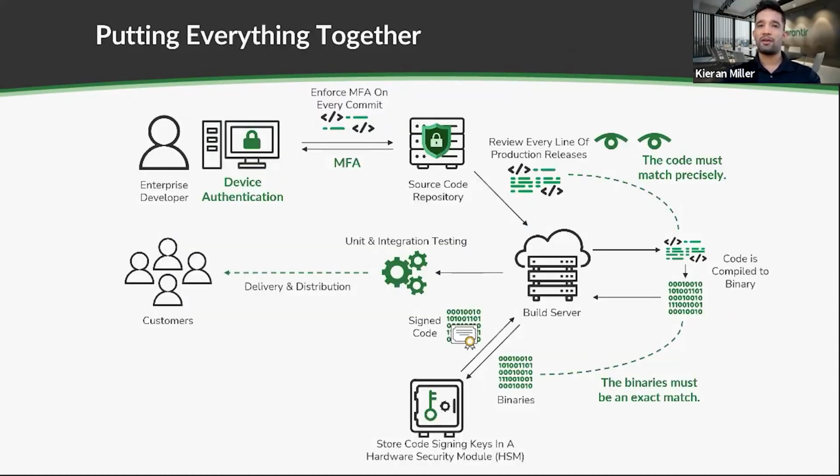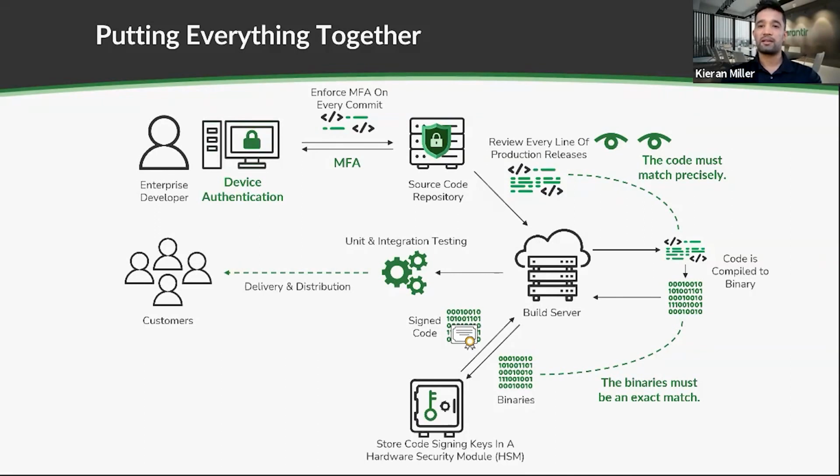So with that, you can put everything together. And this is a little bit of an eye chart here, but this is showing the CI/CD pipeline with everything baked into it, but still working. So the developer is committing code to the repository. When they do that, multi-factor authentication and device authentication is triggered. All the commits are code reviewed.